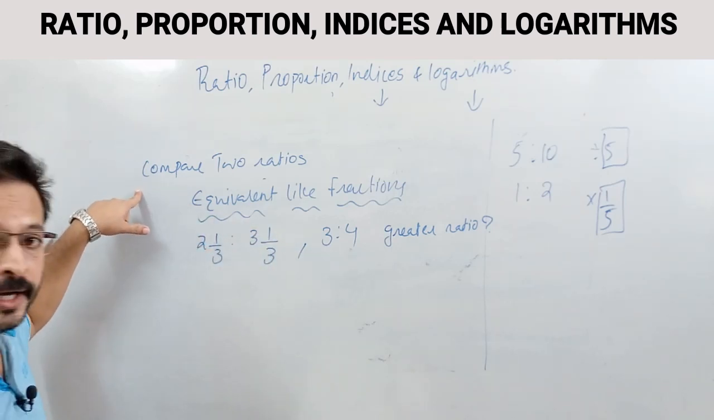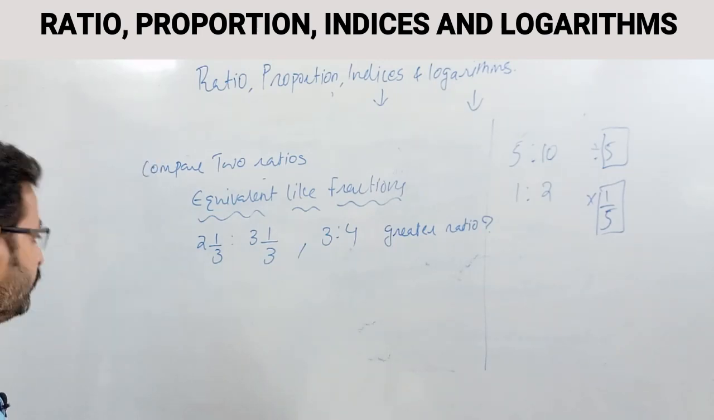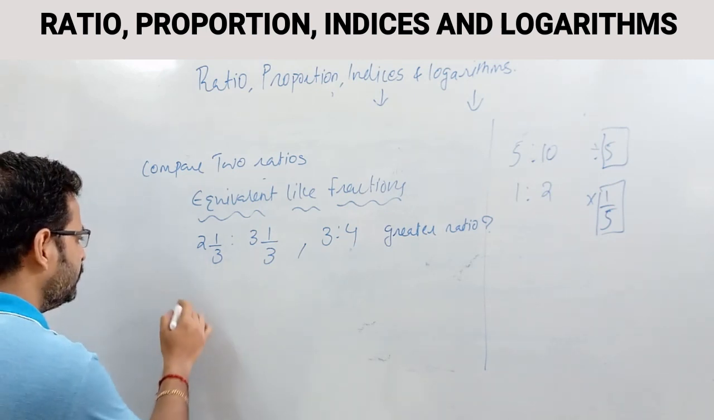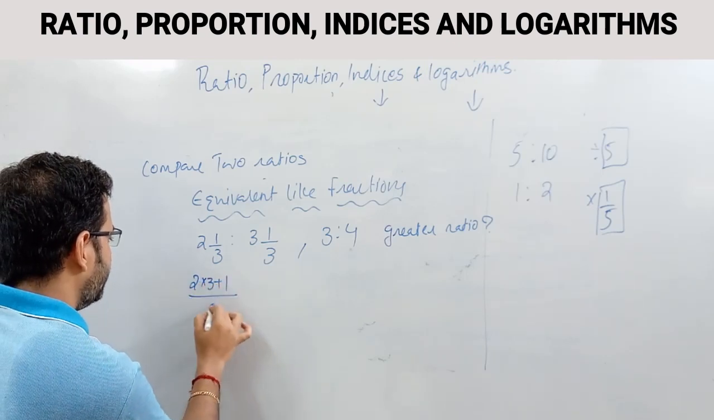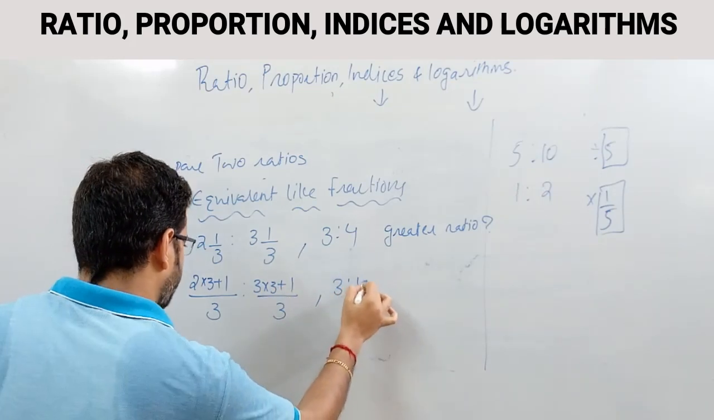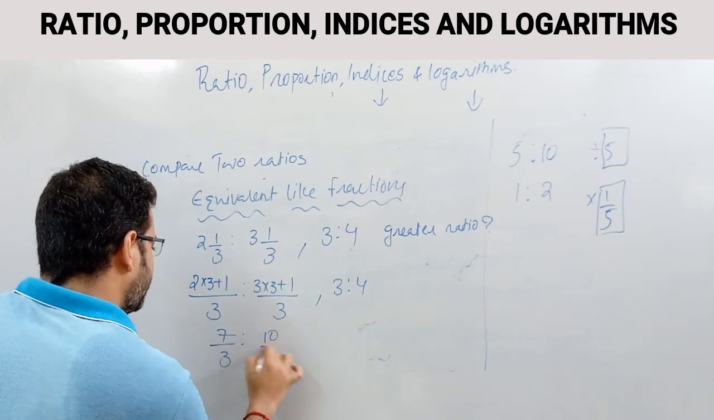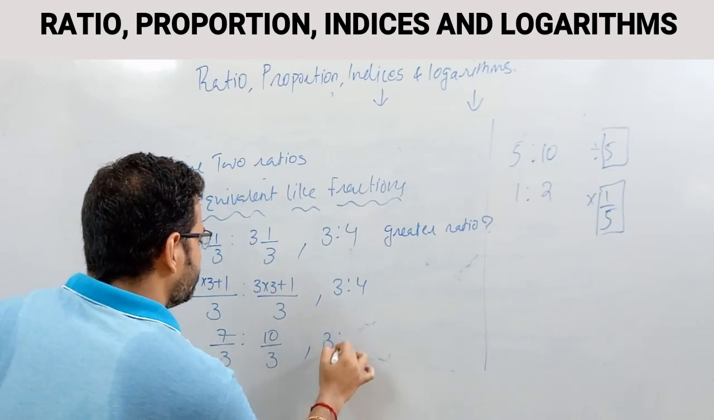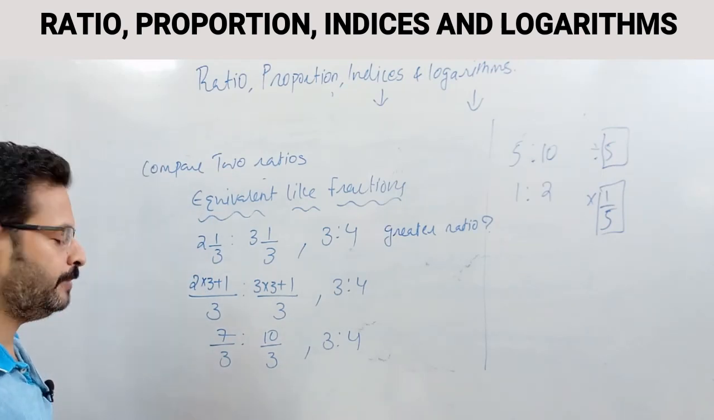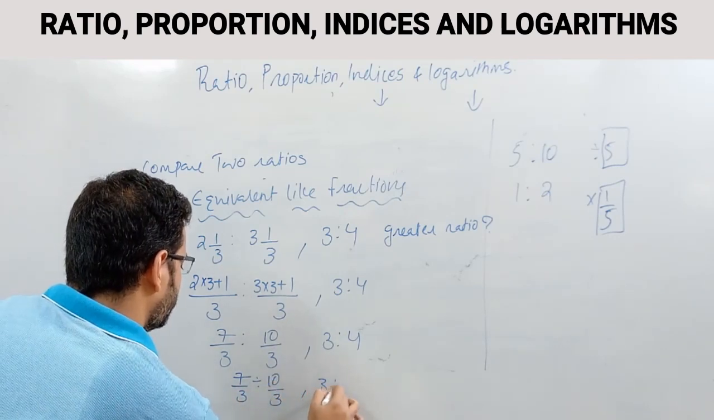As per our property, to compare two ratios, they should be converted into equivalent like fractions. It is a mixed fraction. To convert this into a simple fraction, we know that (2 into 3 plus 1) divided by 3 is to (3 into 3 plus 1) divided by 3, comma, 3 is to 4. Then 7 divided by 3 is to 10 divided by 3 is the first fraction, and the second fraction is 3 by 4. We all know that A is to B means A by B. So 7 by 3 is to 10 by 3 means 7 by 3 divided by 10 by 3, comma, 3 is to 4.